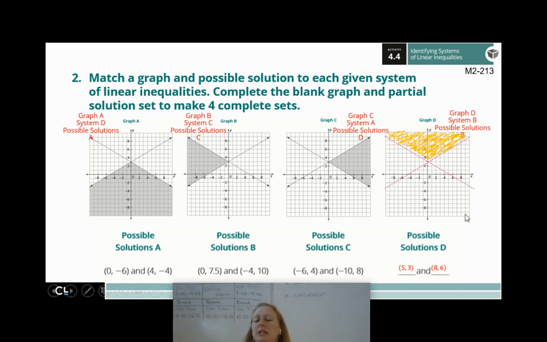So it's interesting because even though they all had the same boundary lines, every single one of them had a different set of solutions, right? Depending on where they ended up on the graph.